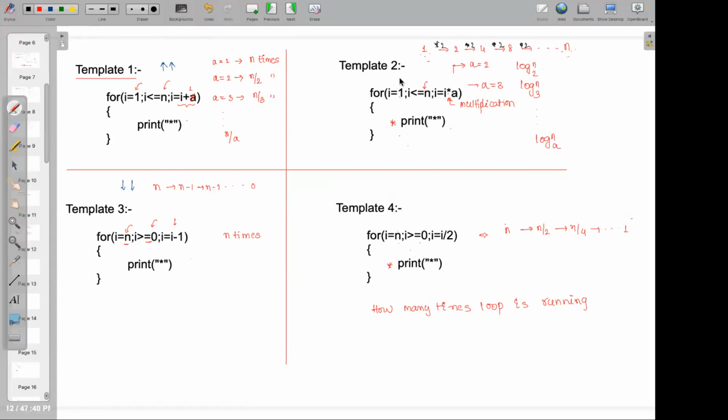Sir, doubt in template 2, template 4. This proof I explained yesterday, right? Maybe I cannot write A here. Let me write 2 so that it will be clear. I'll keep A only, A in general. Okay.